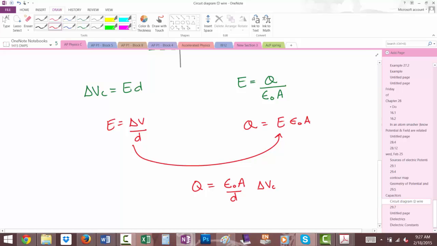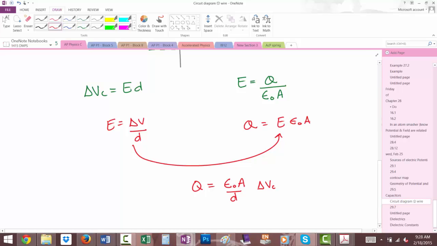The charge stored on a capacitor is dependent on two things. This first piece here has to do with the physical parameters or the physical properties of the capacitor, how big the plates are, and it's the overlapping part of the plates. So if you have one plate that's bigger than the other, it doesn't matter. It's going to be the size of the small plate.